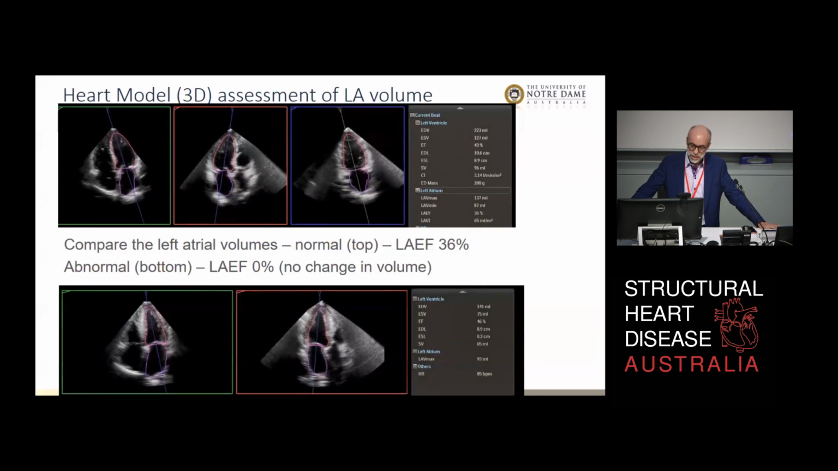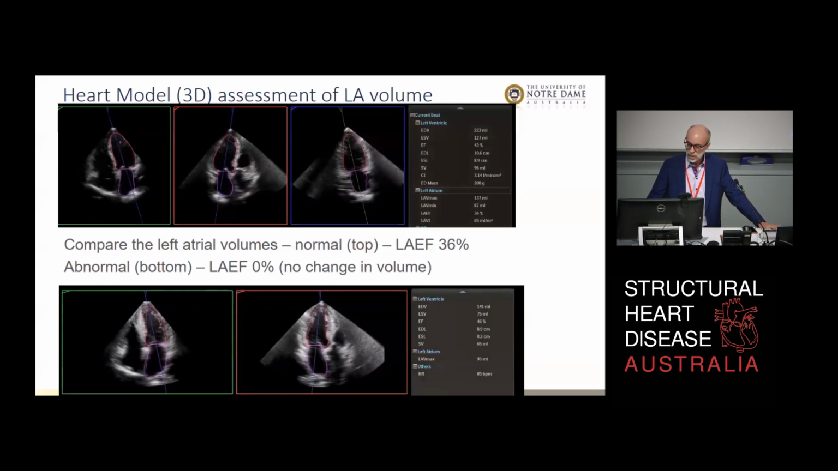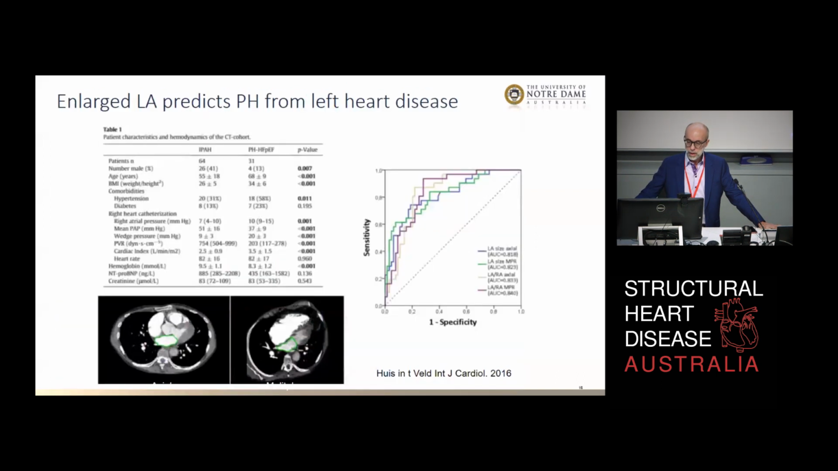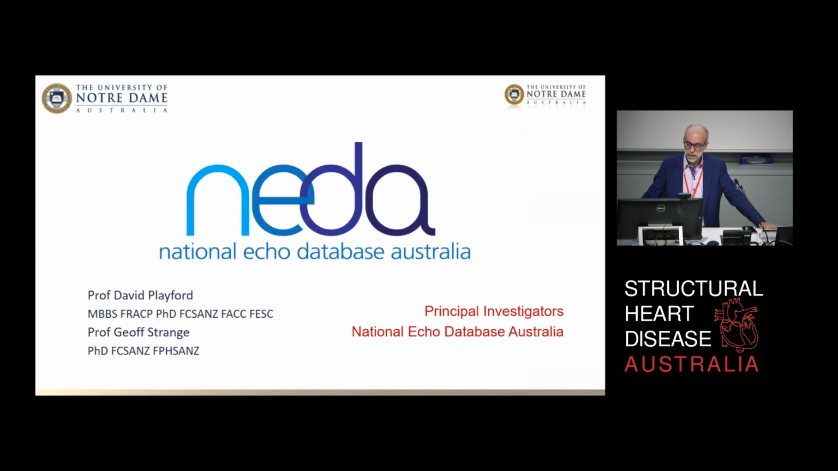This is an example of 3D assessment. You can see on the top is a normal left atrial volume changing throughout the cardiac cycle, and at the bottom is an abnormal tracing showing that there's really no change in the left atrial volume throughout, and you can see that clearly this person has an enlarged left atrial volume as well. So there are multiple different ways of doing this. When you have an enlargement of the left atrium, on average, this predicts that there's pulmonary hypertension due to left heart disease. And here's an example using CT as well, so it's not just found with echocardiography.